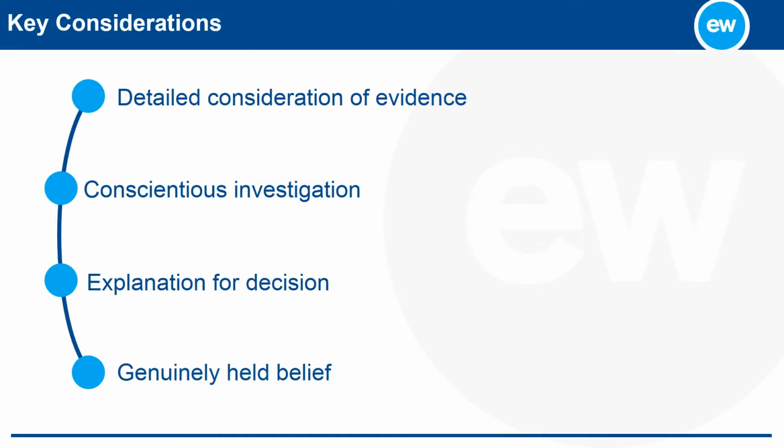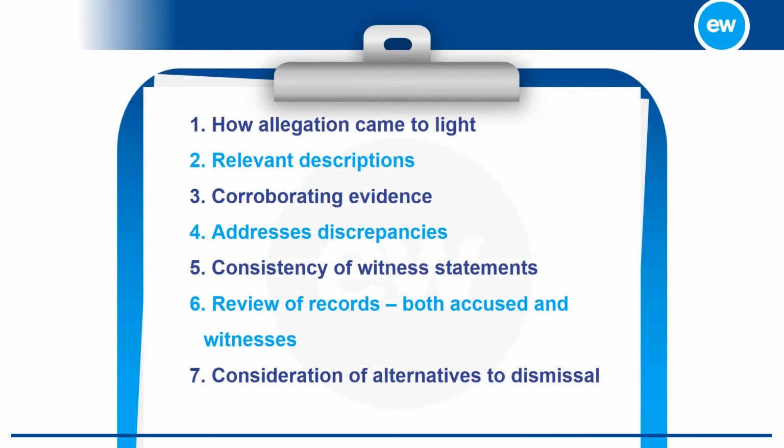When deciding the outcome, ensure you consider the evidence in detail. Be a conscientious investigator. Pursue all reasonable lines of inquiry and do so in good faith and with an inquiring mind. Once you have made a decision, explain it on the basis of the evidence and the investigation conducted. Make sure that you genuinely believe in the decision that you have reached. The outcome should then be communicated in writing.